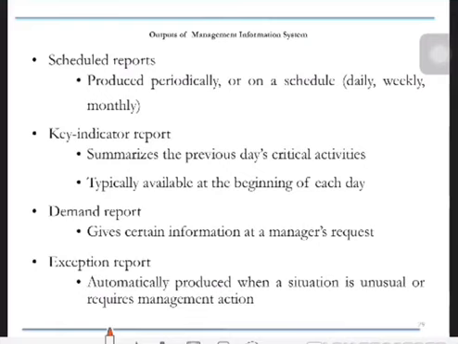Demand report gives certain information at a manager's request. Such type of report is prepared by the concerned body at the request of a manager. If the manager makes a request we provide it, and if no request is made we don't. So such one we call demand report.